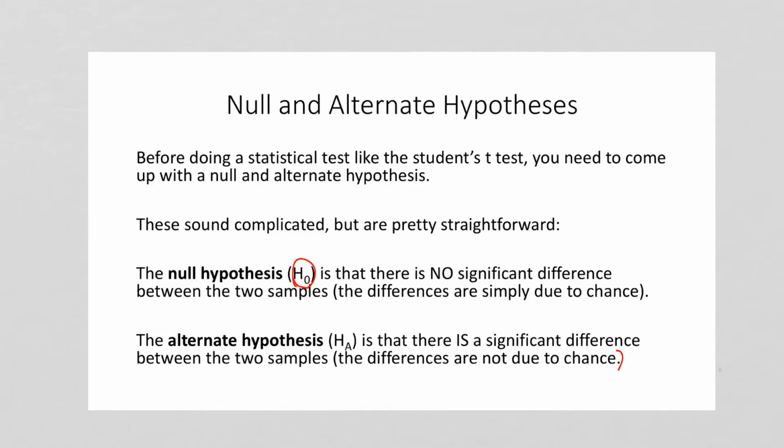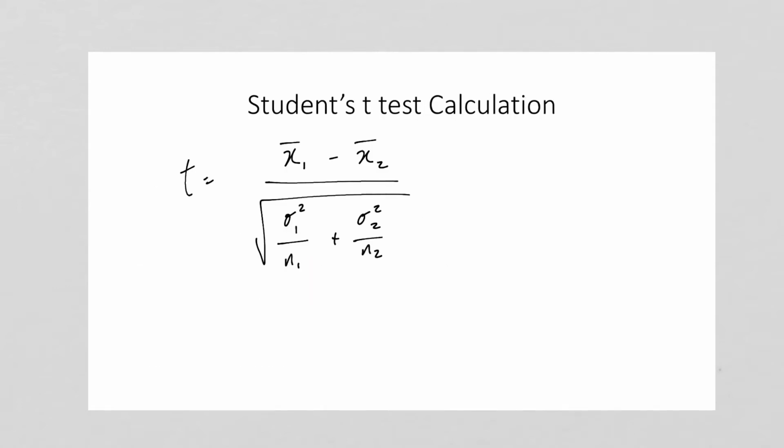Let's have a look at the equation now. So t is equal to the mean of sample 1, take away the mean of sample 2, divided by the square root of the standard deviation squared of sample 1 divided by the number of samples in sample 1, plus the standard deviation squared of sample 2 divided by the number of samples in sample 2.